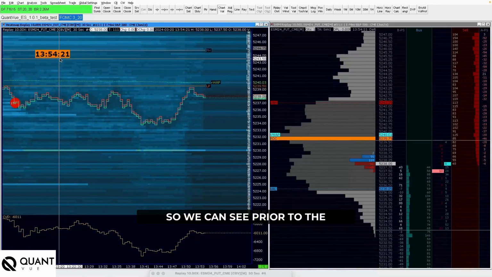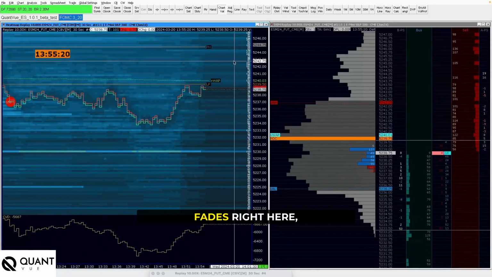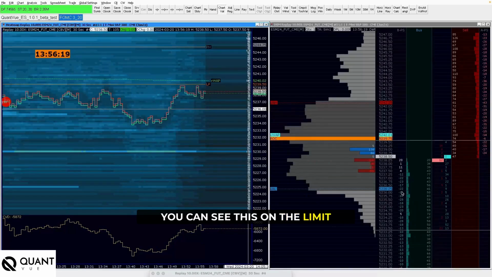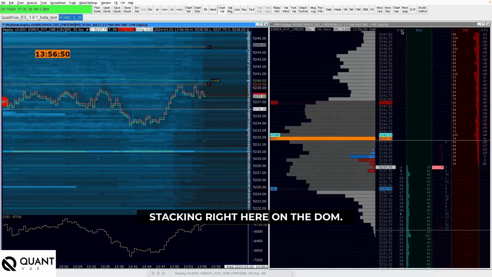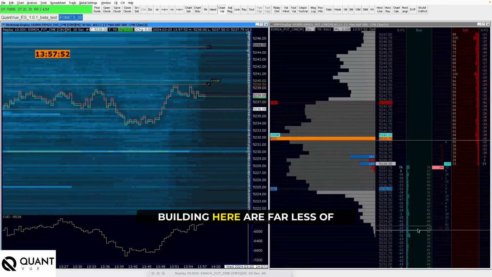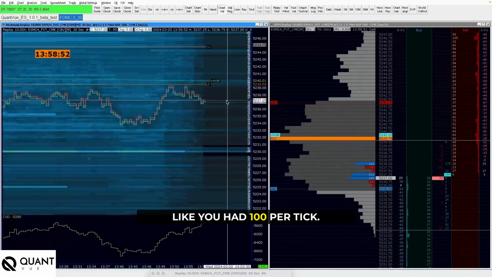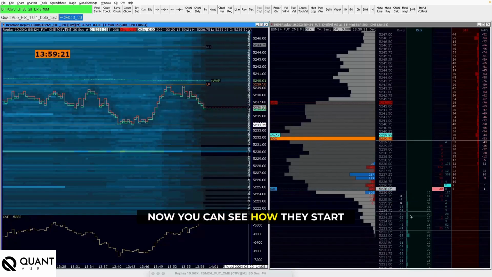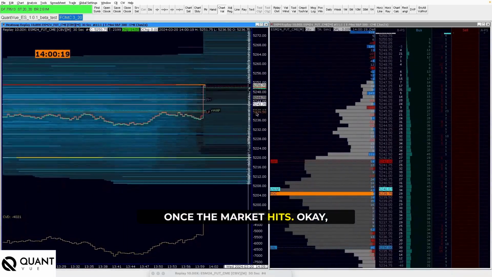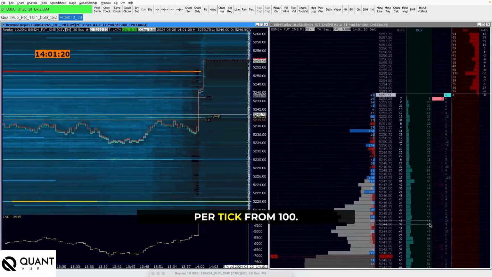We can see prior to the interest rates at 2 p.m. how the market fades right here. The limit orders start to decrease. You can see this on the pulling and stacking on the DOM, and the orders building here are far less than what they were around here. You had 100 per tick, and now they start to decrease as time moves on. And look what happens exactly when the market hits: the orders decrease to even 10 per tick from 100.